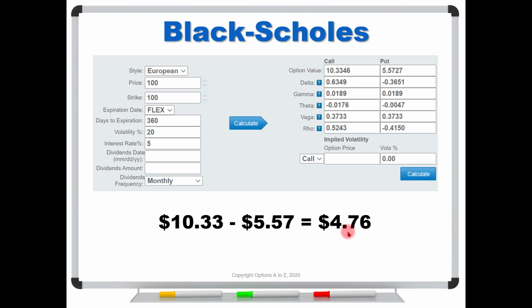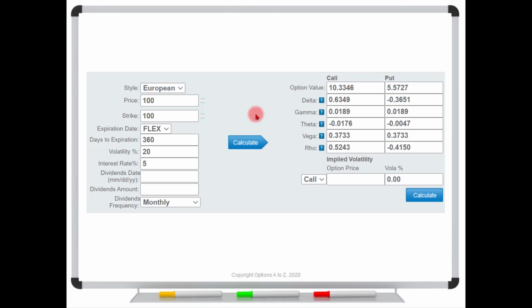So now, how does this help you to understand option pricing? Well, let's go over to a live pricing model and take a look. Okay, so now we are in a live pricing model. These are the same numbers that we used in the presentation. Call equals 10.33 and the put equals 5.57, again for a difference of 4.76. That's the important point to see. This distance between these, this difference, has to stay the same.